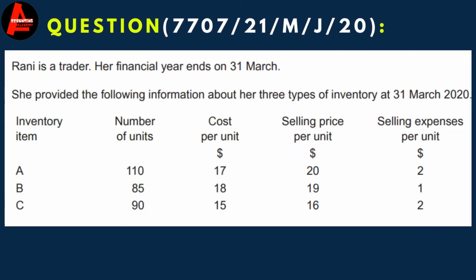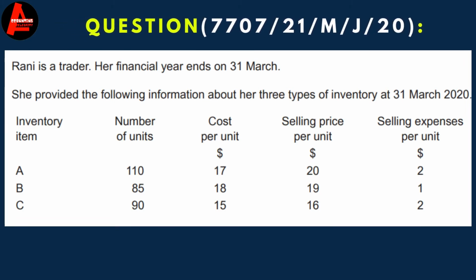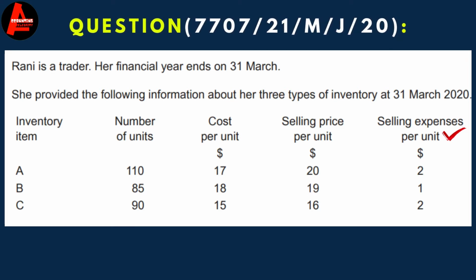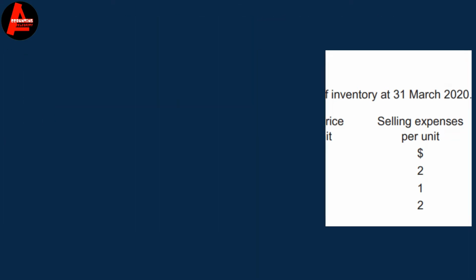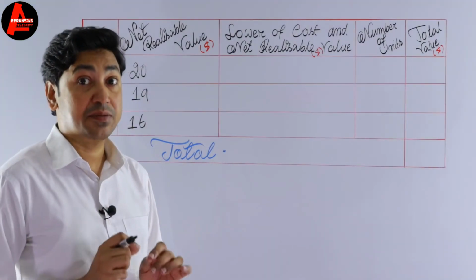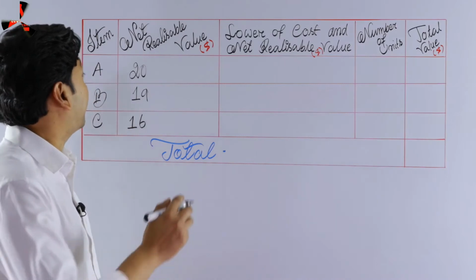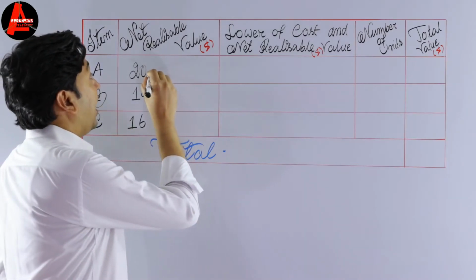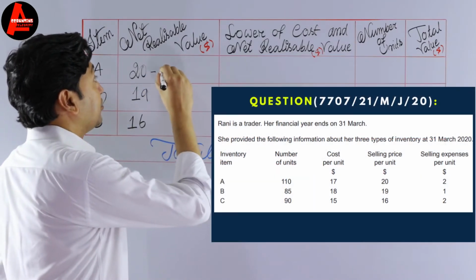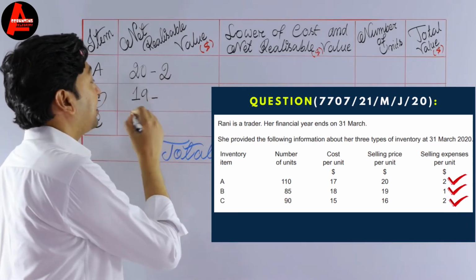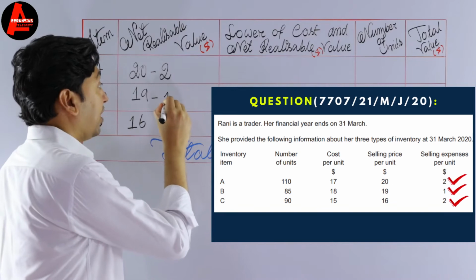Once again, we have selling expenses per unit. For A it is $2, for B it is $1, and for C it is $2. These selling expenses must be subtracted from the selling prices. Here the selling price for A is 20 and the selling expense is 2. Here the selling price for B is 19 and the selling expense is 1.